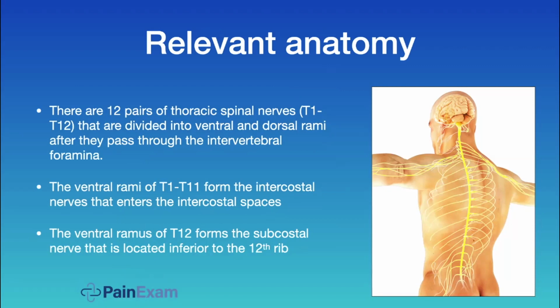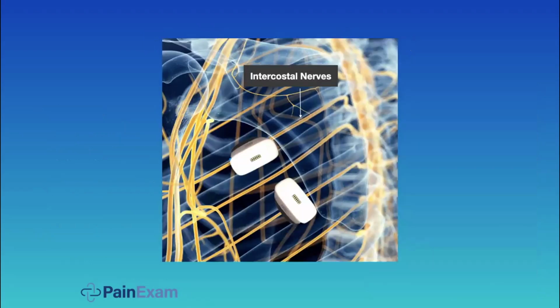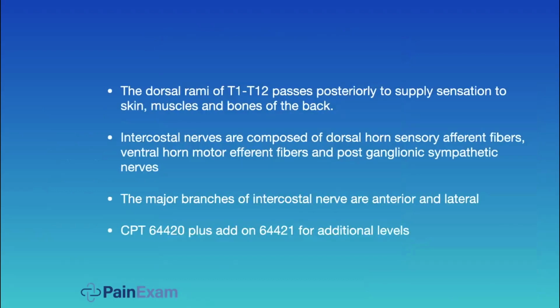There are 12 pairs of thoracic spinal nerves, T1 through T12. They're divided into the ventral and dorsal rami as they pass through the intervertebral foramen. The ventral rami form the intercostal nerves that enter the intercostal space. The ventral ramus of T12 forms the subcostal nerve that is located inferior to the 12th rib. Here are the positions that your ultrasound will be on when you're looking at these nerves, either getting a cross-sectional view below or a longitudinal in-plane view above.